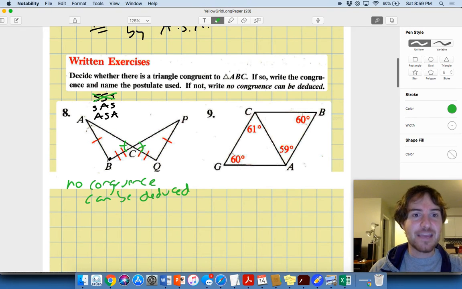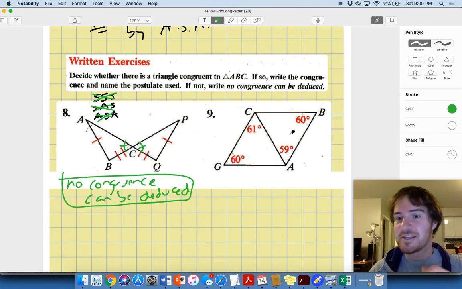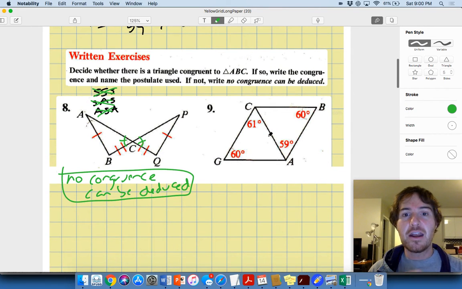It's not ASA because, again, we don't know if that side, that angle and that angle are congruent. We have no idea. We don't know if this angle and this angle are congruent, right? So it's not going to be ASA or SAS. It's not going to be any of those. So I'm feeling pretty confident about this one. No congruence can be deduced. That's what I'm going with. All right, number 9 here. Let's see here. So I might start.